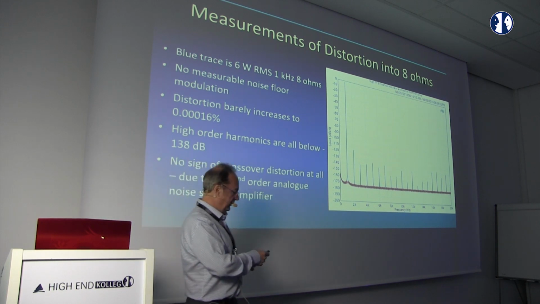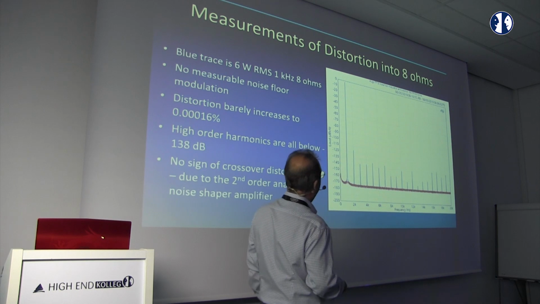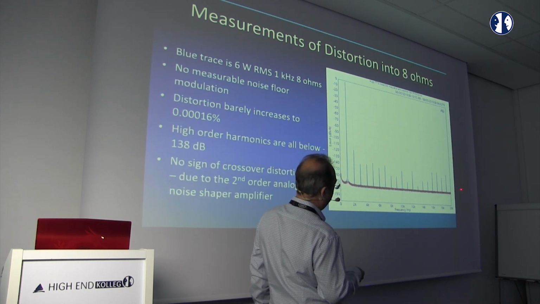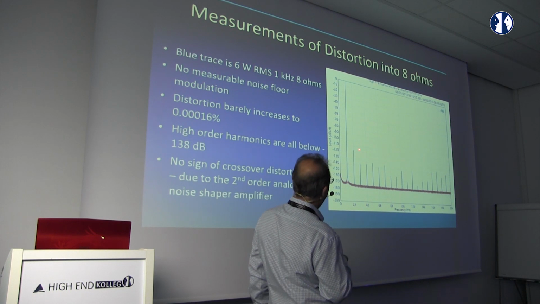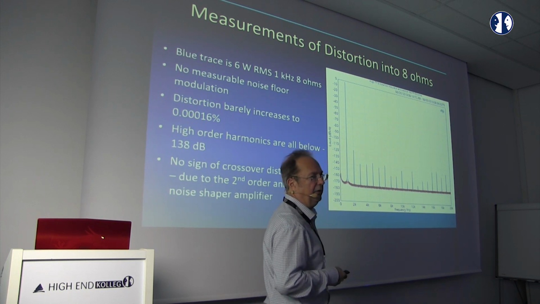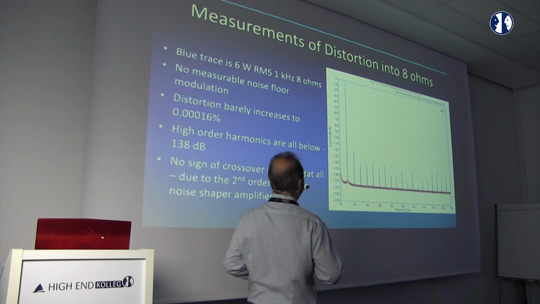Distortion into 8 ohms. So here we've connected an 8 ohm load. This is at 6 watts RMS. Again, no noise floor modulation. The distortion has increased, but it's mostly the second harmonic that's gone up. The second harmonic actually doubles when you connect up an 8 ohm load. This is extremely low levels of distortion for a power amplifier.